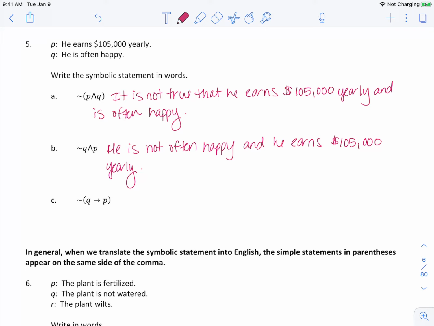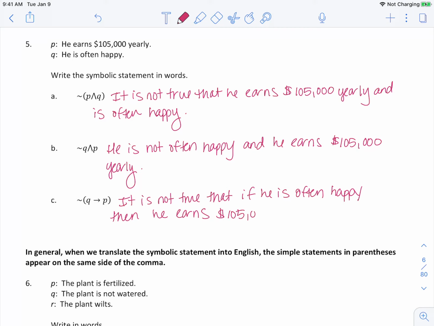For our last one, we have the negation out in front of the parentheses again. So we're going to start with, it is not true that if he is often happy, then he earns $105,000 yearly.